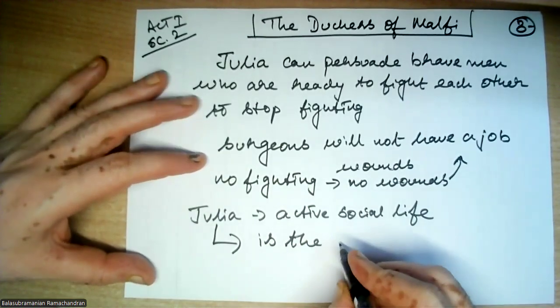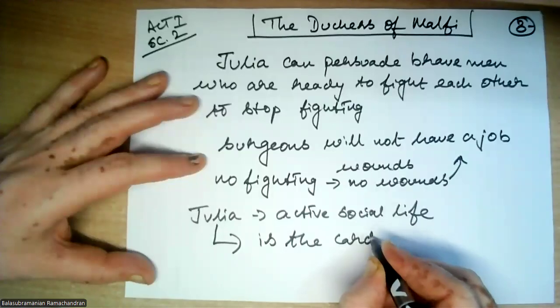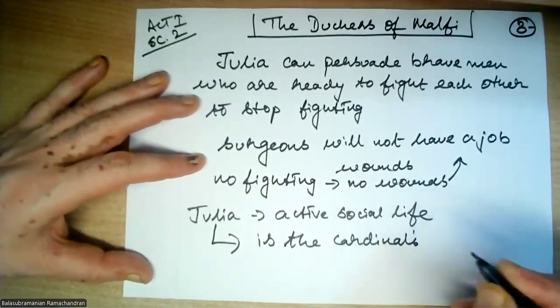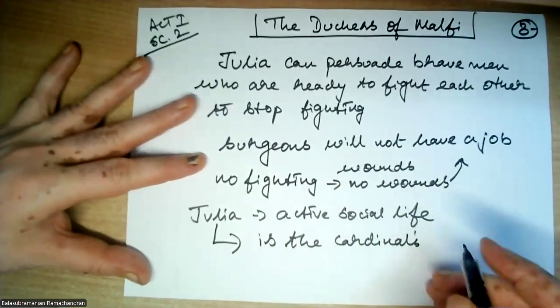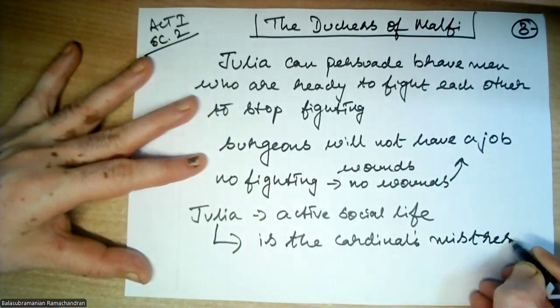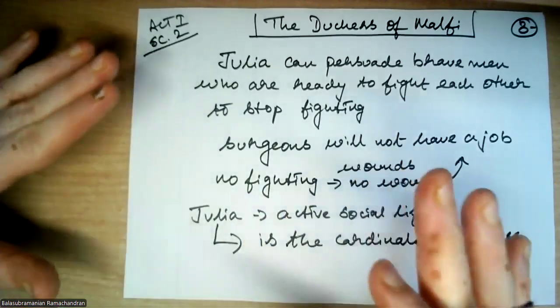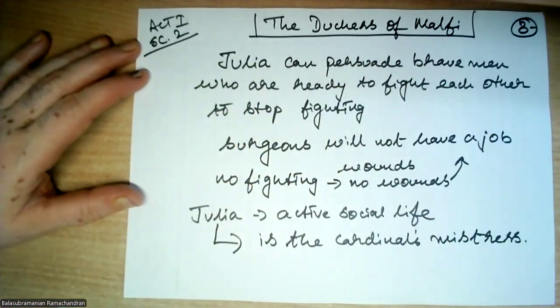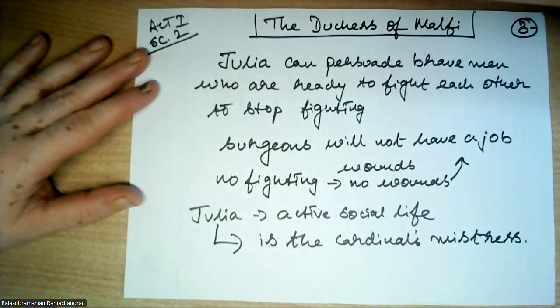Now, you may be wondering how, the cardinal is supposed to follow celibacy. The cardinal's mistress. So all these things are said in a very mocking tone, in a very teasing tone to Castruccio.